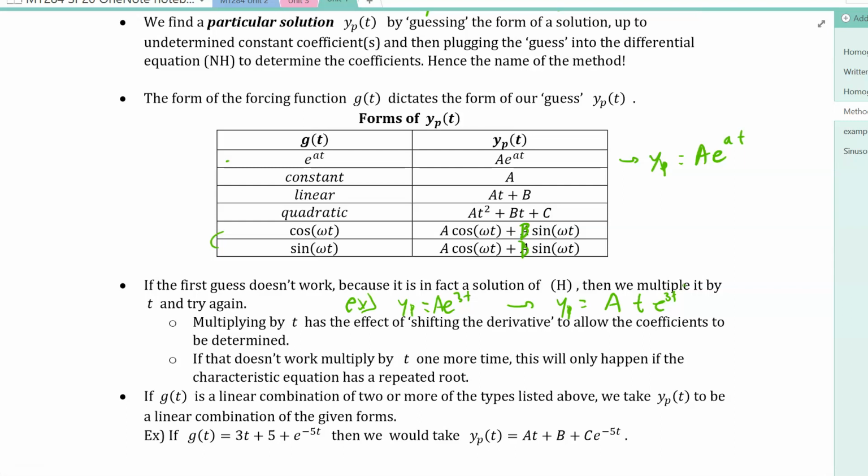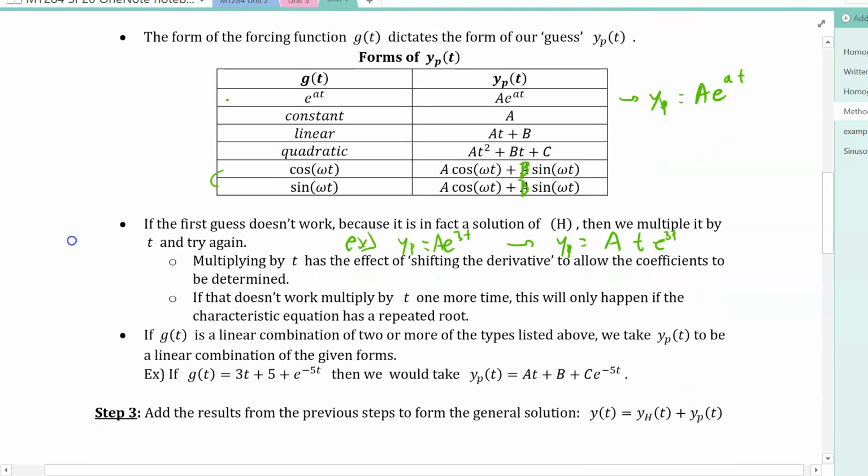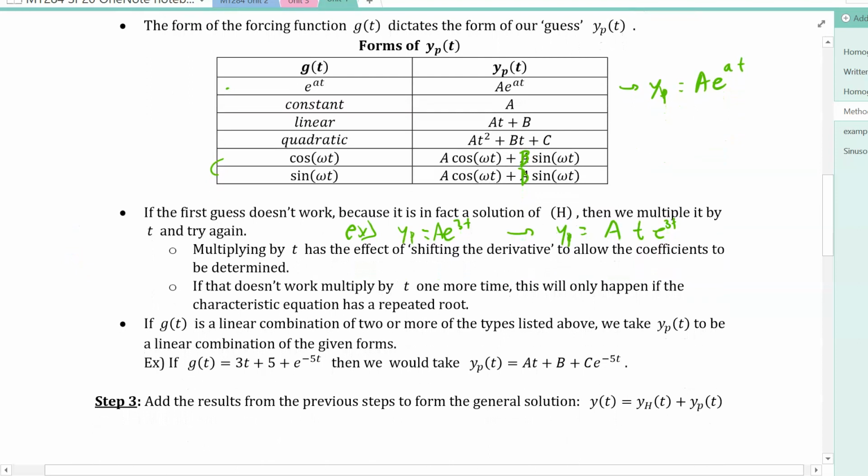What multiplying by t does is it has the effect of shifting the derivative to allow the unknown coefficients to be determined. If that doesn't work, at worst, for second order equations, you'd have to multiply by t again, so you'd be multiplying your initial guess by t squared. Last comment would be that if g of t is a linear combination of two or more of these types, then we would take our particular solution guess to be a linear combination of these. I've got an example down below here.